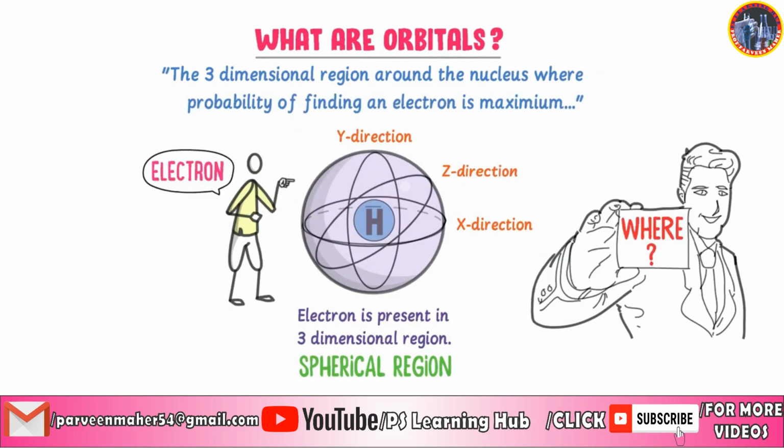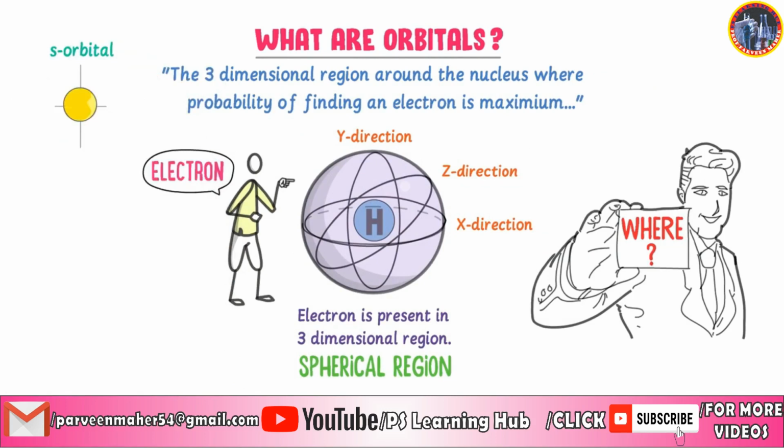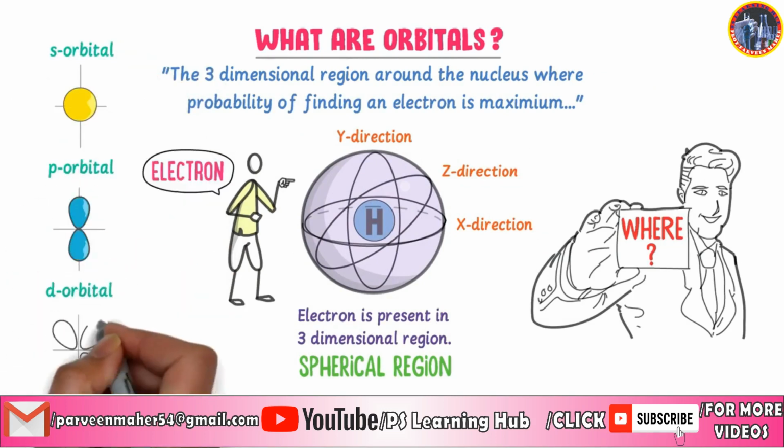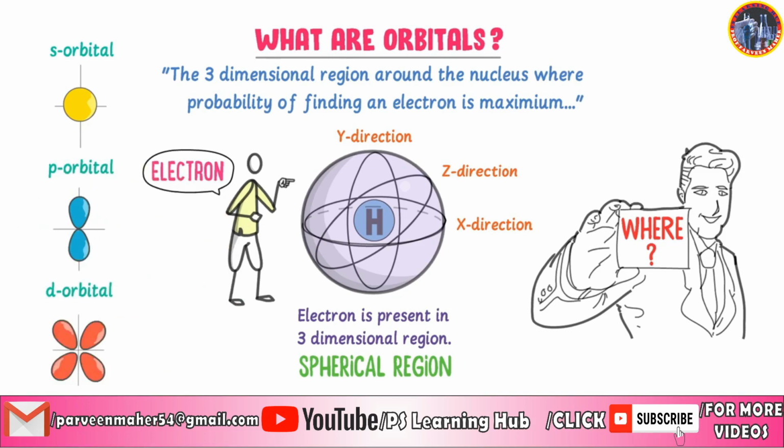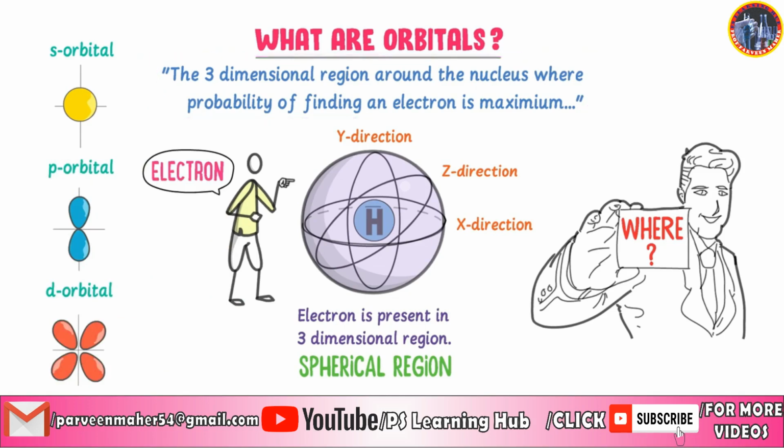For example, the shape of an s orbital is spherical, the shape of a p orbital is dumbbell, and the shape of a d orbital is double dumbbell. Thus note it down that atomic orbitals are the three-dimensional regions where we can look at the electrons of any atom.